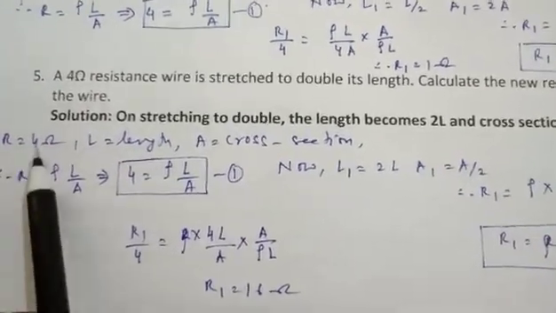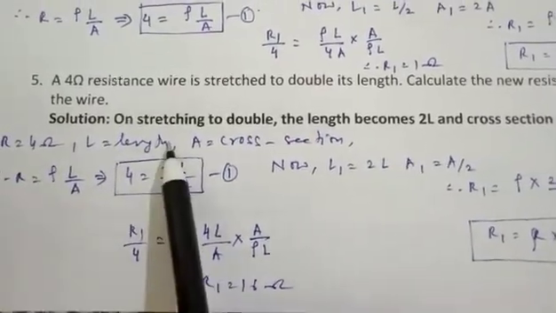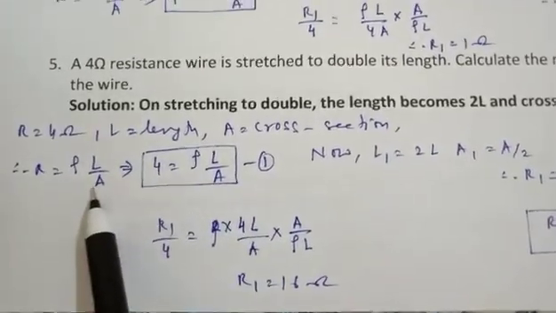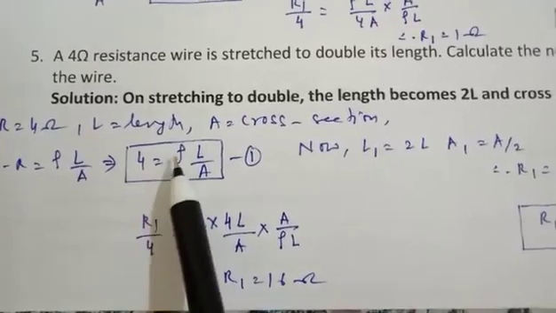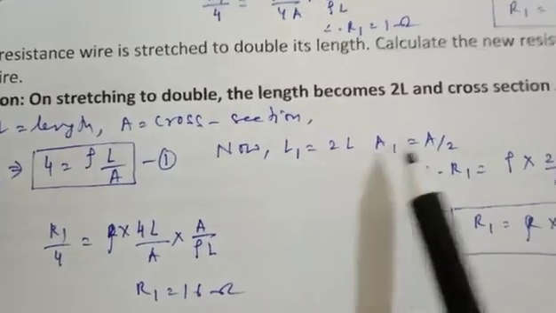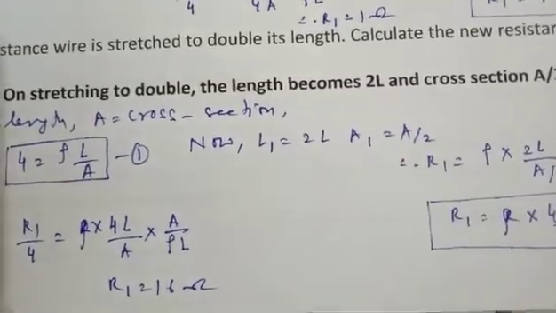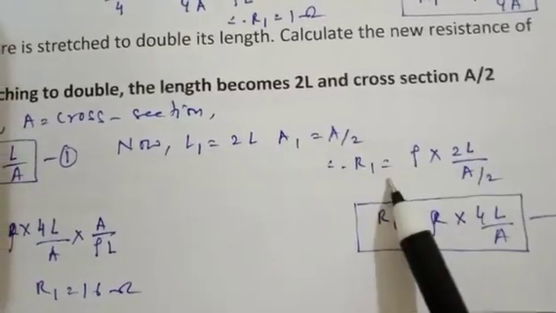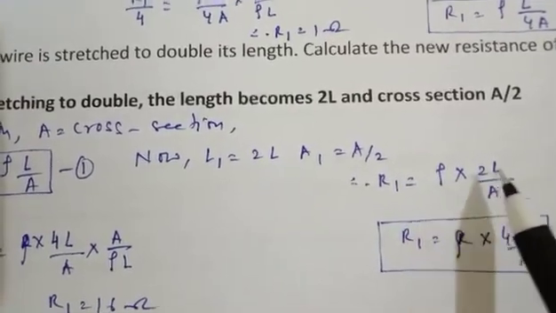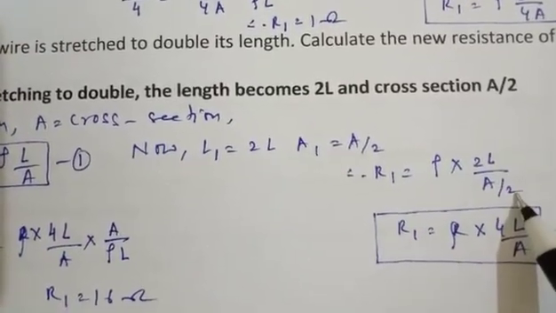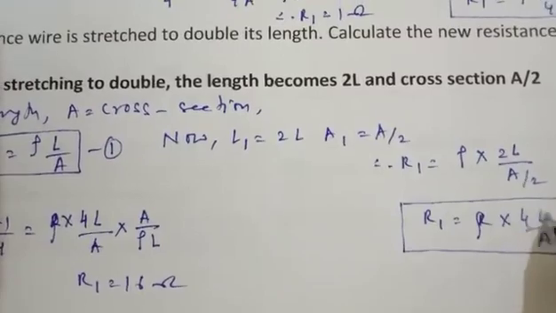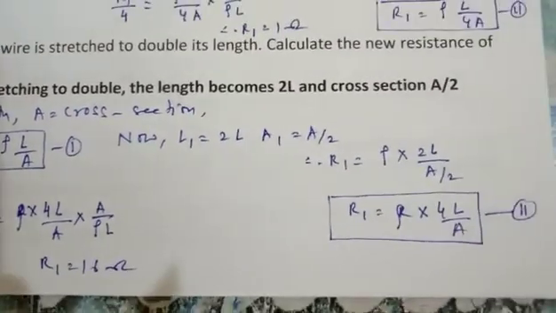And the process is, again, R is given as 4 ohm, L is length, A is cross section area. The formula is here. Putting the value, we got the first relation 4 is equal to rho L by A. Now the new length will be twice the previous length and the new area will be half of the previous area. So on the basis of this, we are going to get again a new relationship. R1 is equal to rho 2L divided by A by 2. After rearrangement, we are going to get R1 is equal to rho 4L by A. That's the relation number 2.